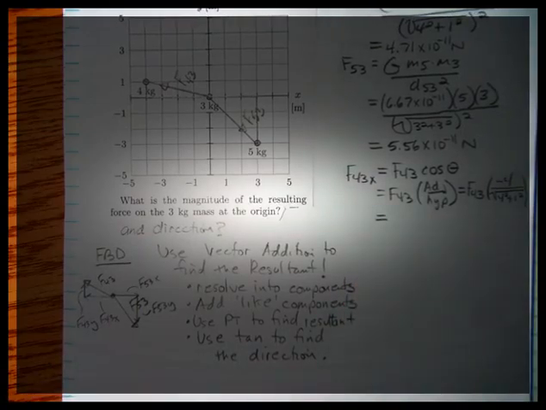So go ahead and find that out. F43 is 4.71 times 10 to the minus 11 times -4 divided by the square root of 17. Felicity, what did you get? Anybody? Jocelyn? -4.57?